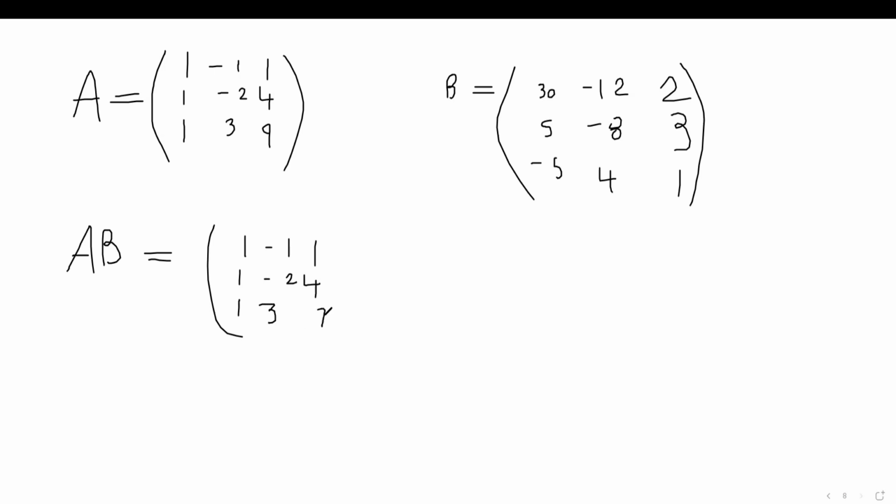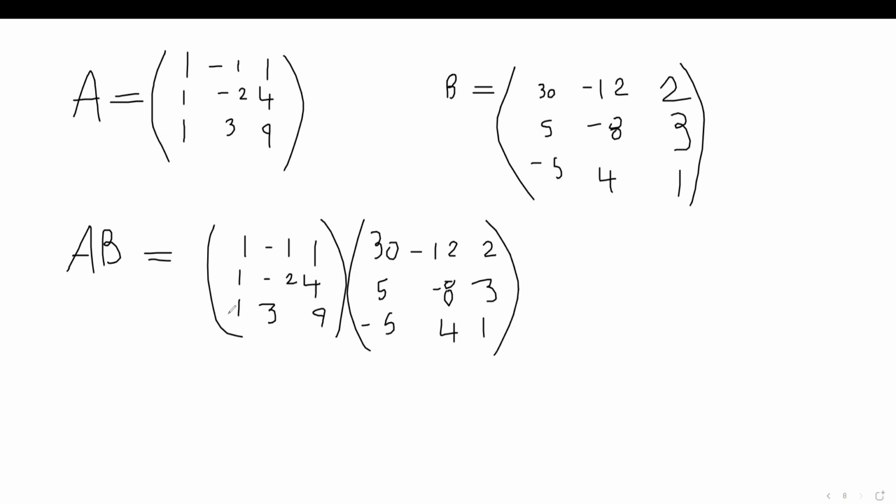I'll multiply it by this matrix B over here, which is 30, minus 12, 2, 5, minus 8, 3, minus 5, 4, and 1. Nice. So we're going to multiply these now. To multiply them, we'll go row by column, row by column. 1 times 30 is 30, minus 1 times 5 is 5, minus 5, 1 times this is minus 5, so I end up with 20.